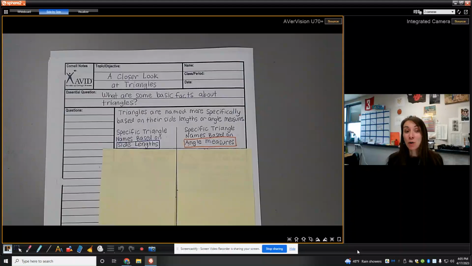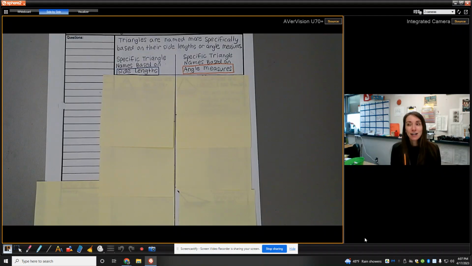Now, let's get started. Our topic is a closer look at triangles. Our essential question: what are some basic facts about triangles? Triangles are named more specifically based on their side lengths or angle measures. Right now, we're going to take a look at specific triangles whose names are based on their side lengths.